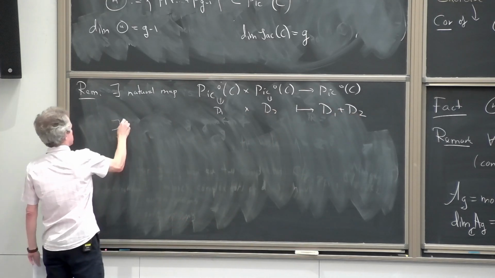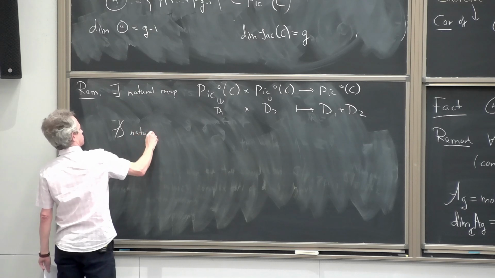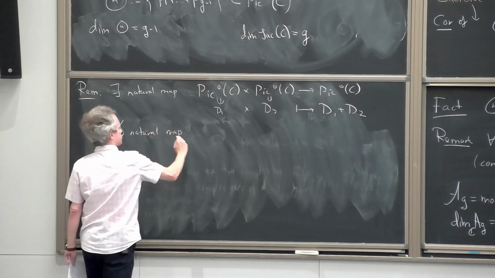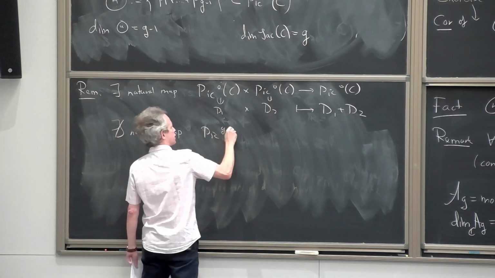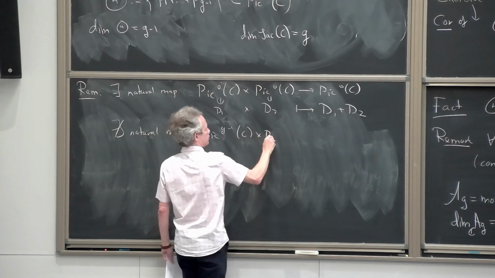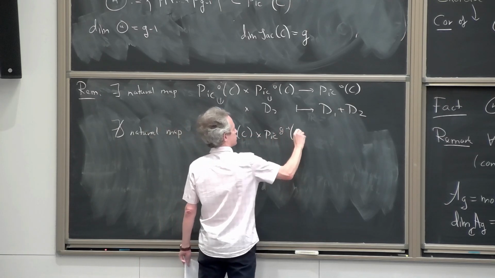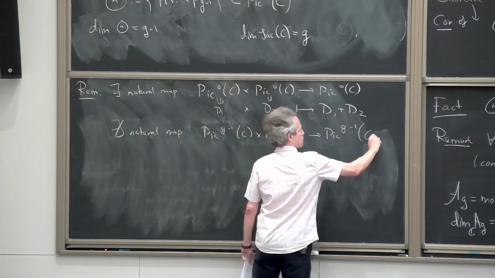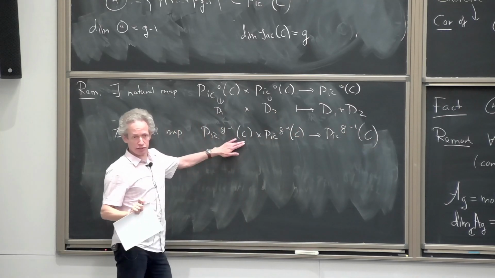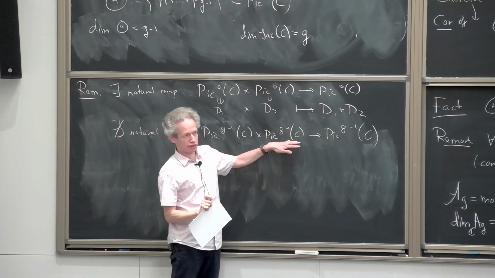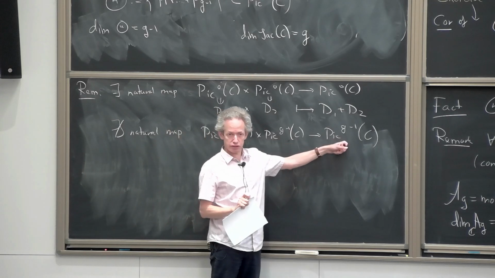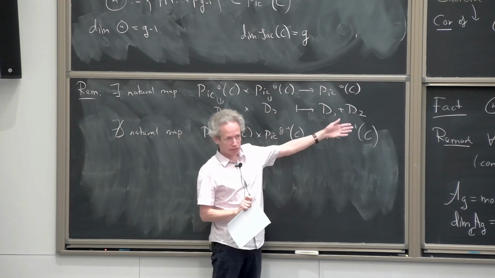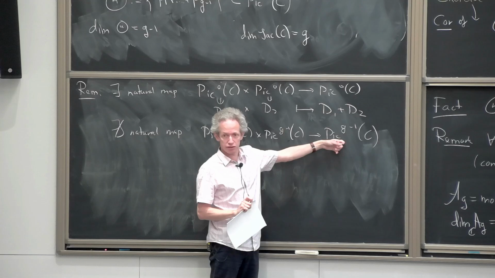There does not exist a natural, canonical map Pic^(g-1)(C) × Pic^(g-1)(C) → Pic^(g-1)(C), right? Because if I have a divisor of degree g-1 and another one of degree g-1 and I take their sum, I'm going to get a divisor of degree 2g-2, which of course I can then identify with divisors of degree g-1, but there is a choice involved.